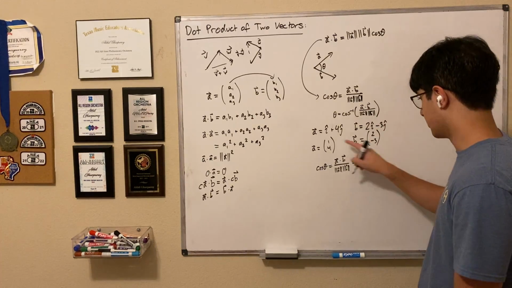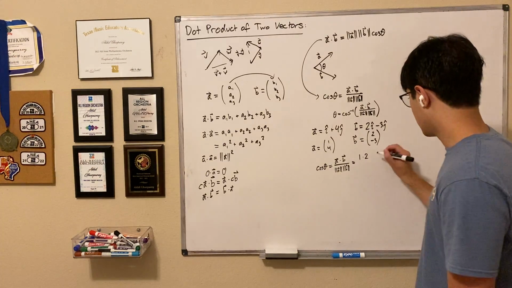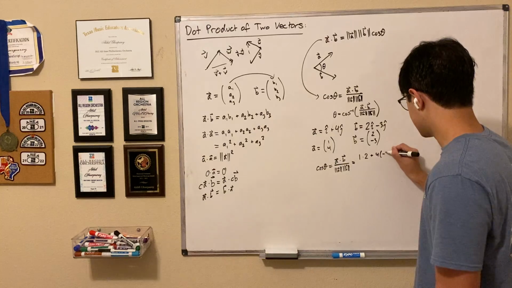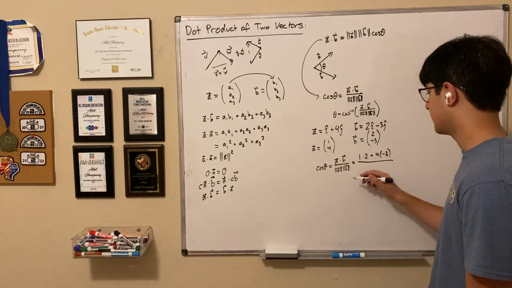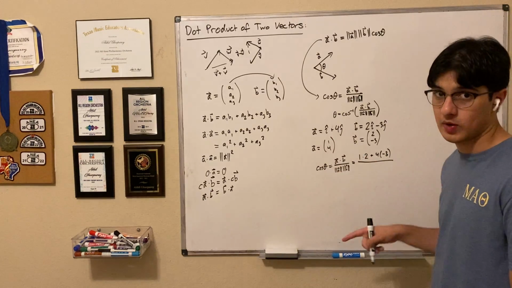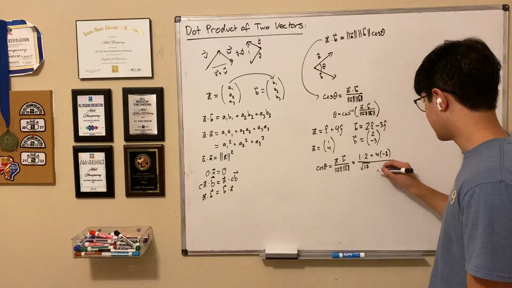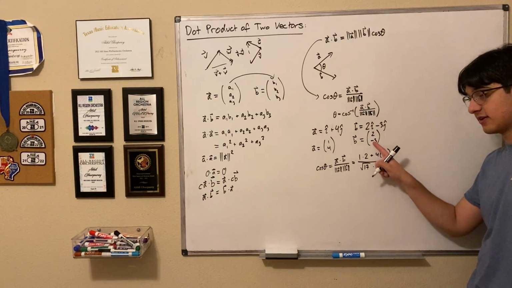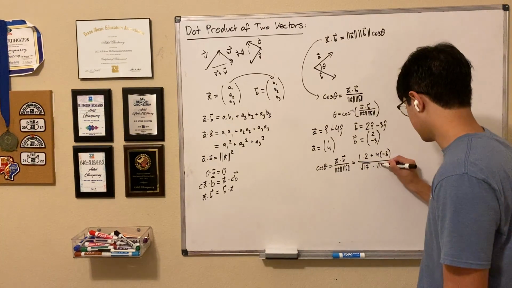1 times 2, so this is the dot product, component-wise multiplication, 1 times 2 plus 4 times negative 3. And this is going to be divided by the magnitude of A, which is the square root of 1 squared plus 4 squared, so that's the square root of 17, and the magnitude of B, which is the square root of 2 squared plus negative 3 squared, so that's the square root of 4 plus 9, which is root 13.